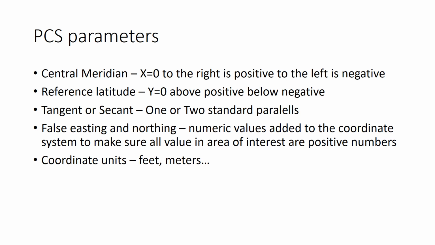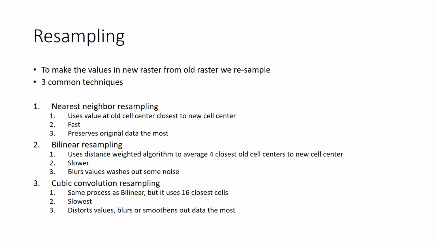Basic parameters of PCS, rasters, resampling. These are the 3 resampling techniques. You need to know how they work and what happens. And I'll give you the quick, brief rundown, and you should commit this to memory. You will have this on tests time and time again. 3 techniques: nearest neighbor, bilinear resampling, and cubic convolution. Nearest neighbor, fast. Cubic convolution, slow. Bilinear, in between.